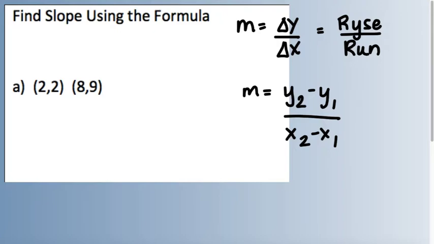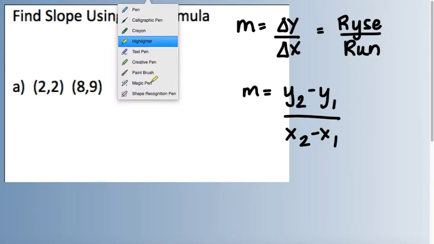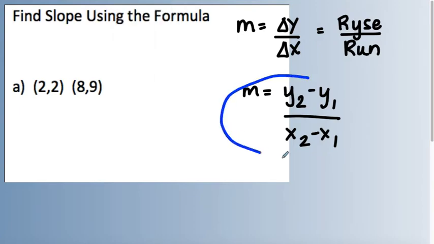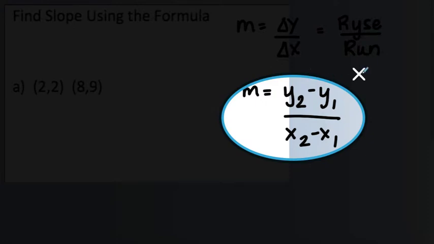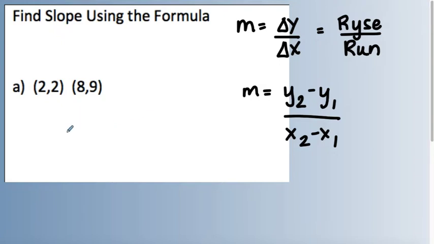Okay, so let's look at that formula, because the slope formula is something that you're going to have to know how to use. It's not going to be given to you on this test. So whichever way you remember it, it is something that you're going to need to pay attention to. Okay, so let's use it.